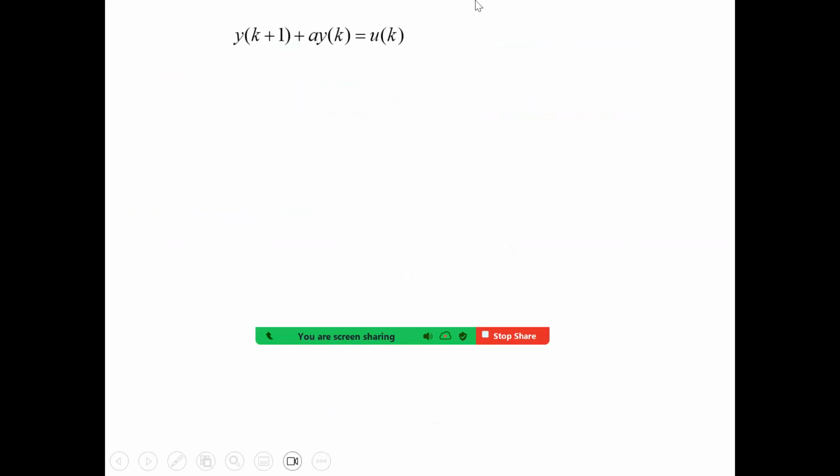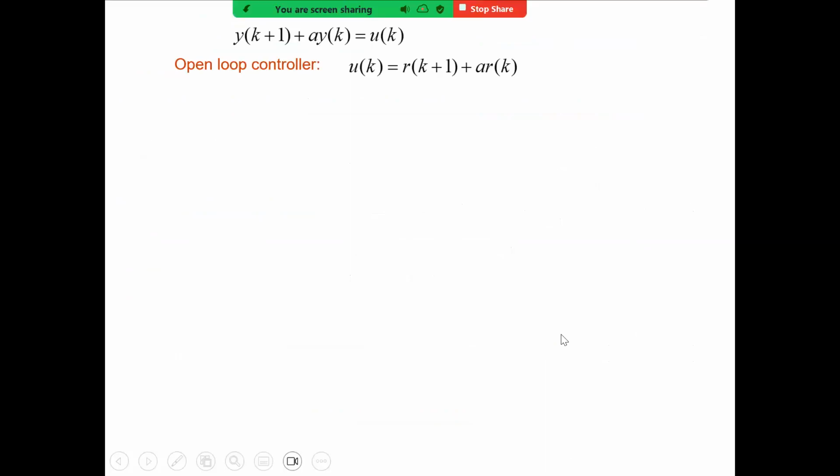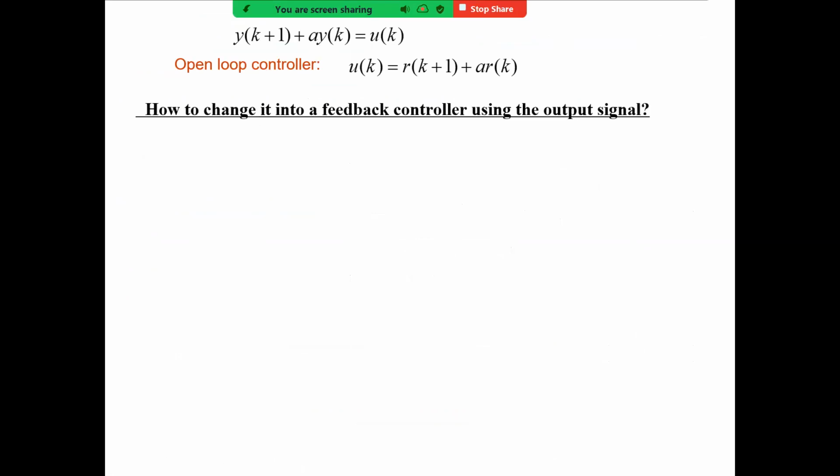Now let's just do some simple modification. This is where we have an open loop controller, and we found out that it doesn't work. Now I want you to modify this open loop controller a little bit such that it can become a feedback controller, which also means I want to use the output signal in the controller. What is the simplest way to make it into a feedback controller? Which signal can be replaced by the output?